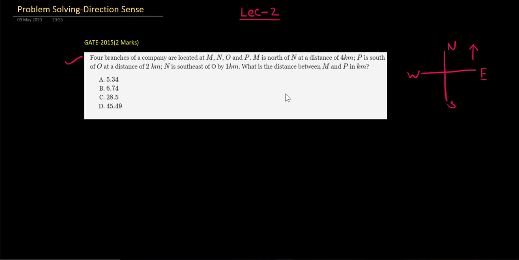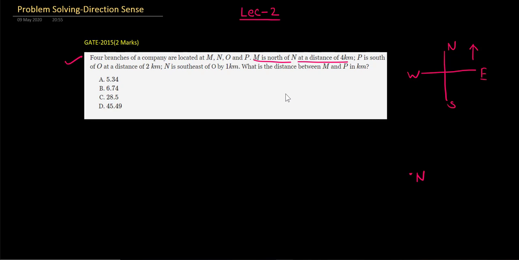The question is, there are 4 branches of a company which are located at M, N, O and P. These are the 4 locations of branches of a company. M is north of N at a distance of 4 km. Now M is north of N. That means if this point is our N, then M is in the direction of north from the point N.